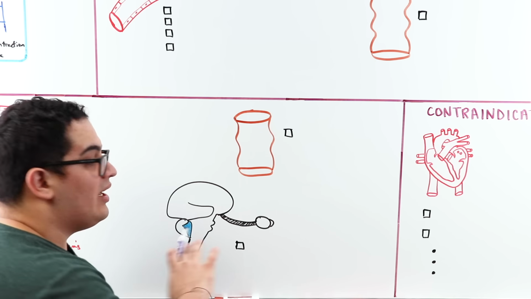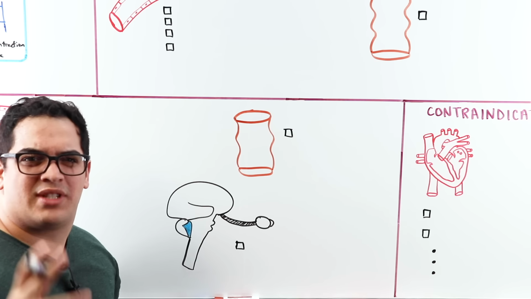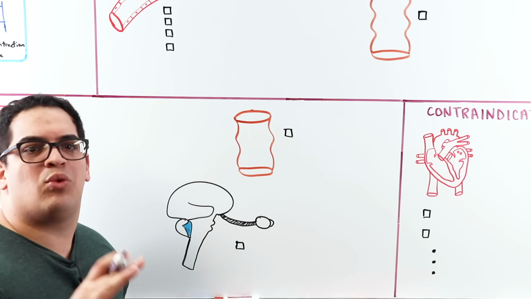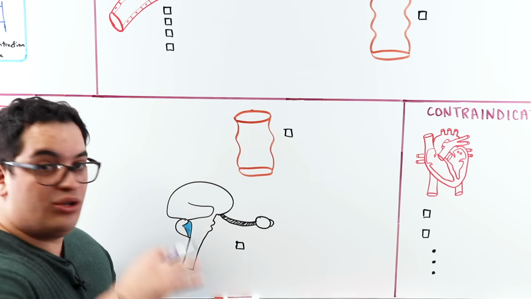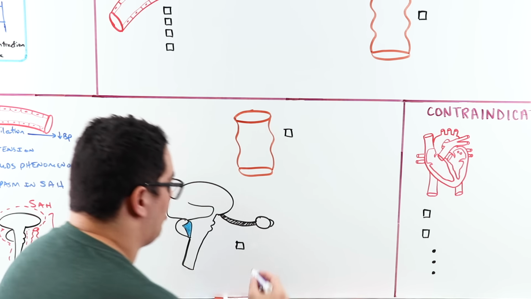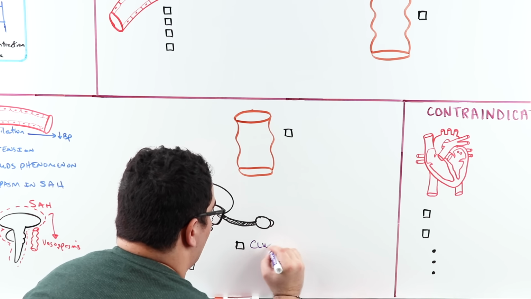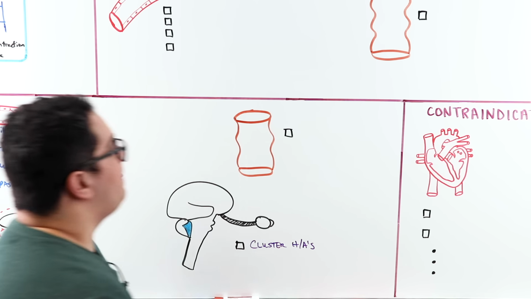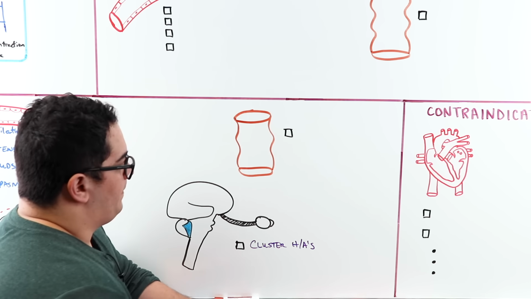They could be used not in the initial setting, because usually when someone initially has a cluster headache, the best thing to do is to give high flow oxygen, 10 to 12 liters. But if you want to try to prevent these recurrences, there's a potential of using calcium channel blockers for patients who have cluster headaches. Okay?